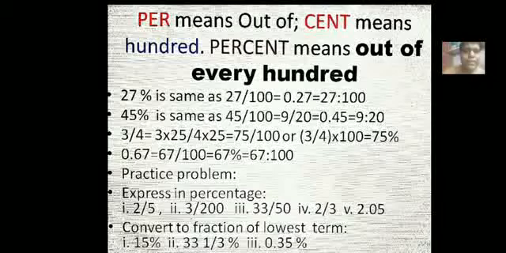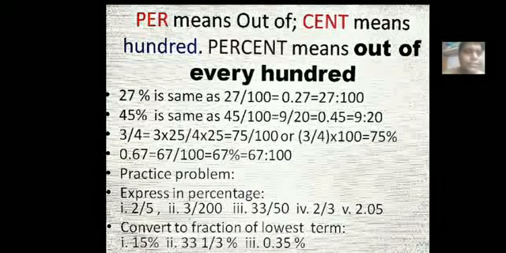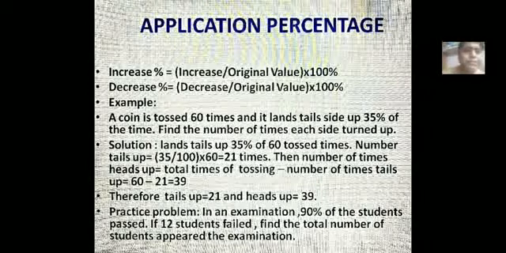Similarly, 0.67 is equal to 67 by 100. You can write it also as 67%. Practice problem for you. Express in percentage: 2 by 5, 3 by 200, 33 by 50, 2 by 3 and 2.05. Clear? Convert to fraction in lowest terms: 15%, 33 1 by 3%, 0.35%. Then, application of percentage.